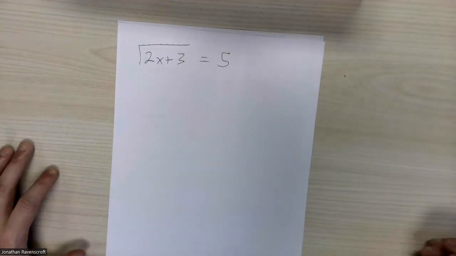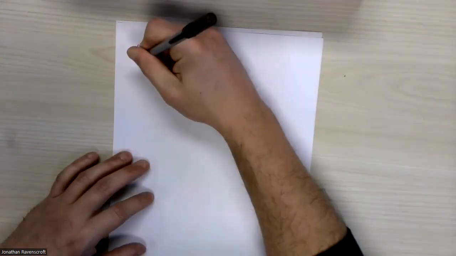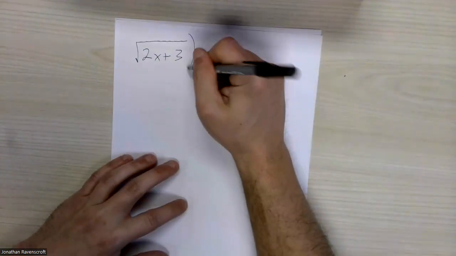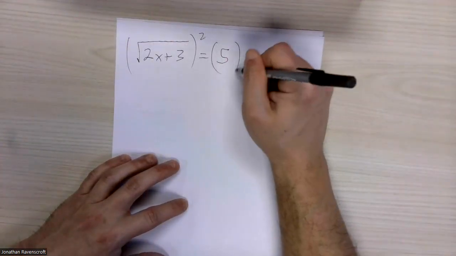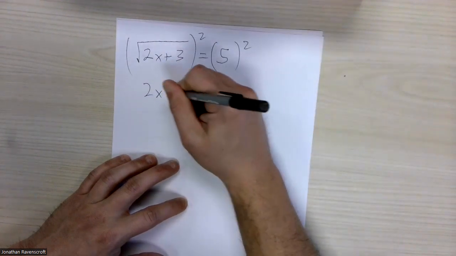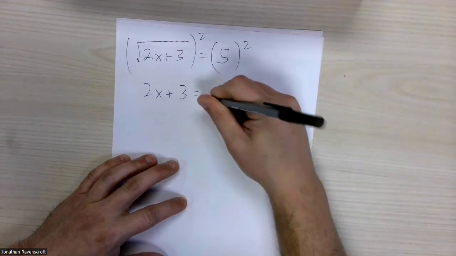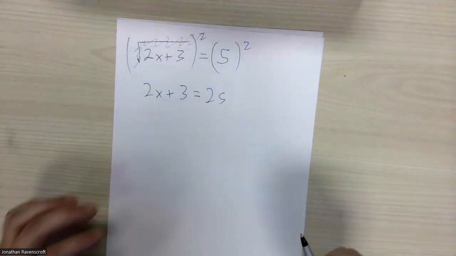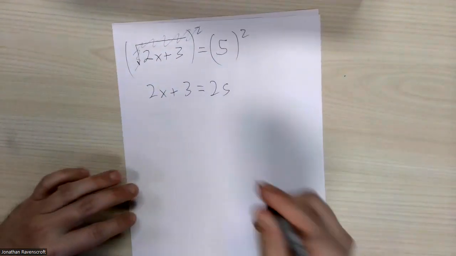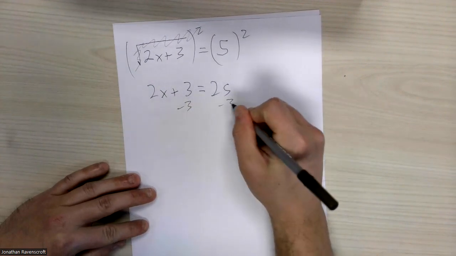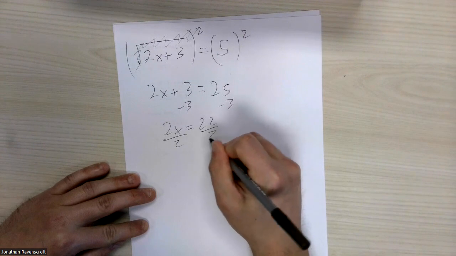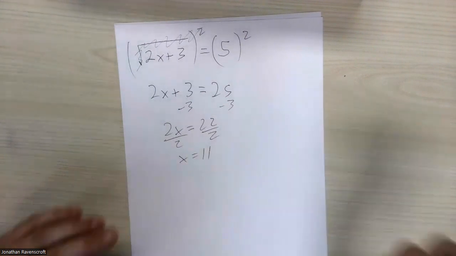Now remember, it's an equation. You can do whatever you want so long as you do it to both sides. So what I'm going to do in this case is square both sides to get rid of the radical. 2x plus 3 equals 25 because square and square root cancel each other out. Now we get a very simple equation to solve. Minus 3, minus 3, 2x equals 22, divided by 2, x equals 11.